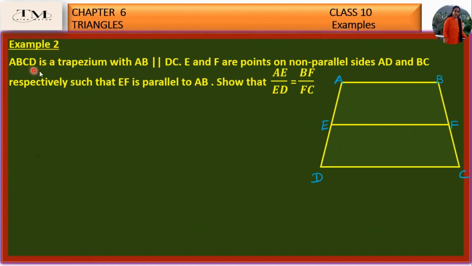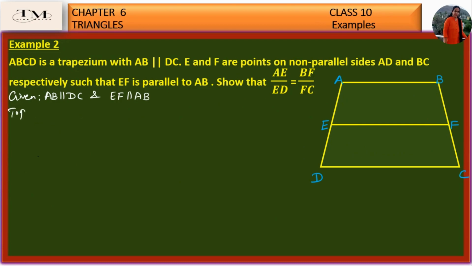Example 2. ABCD is a trapezium with AB parallel to DC. E and F are points on the non-parallel sides AD and BC respectively, such that EF is parallel to AB. Show that AE by ED is equal to BF by FC. So, now what is given? Given AB parallel to DC, and E and F are points on non-parallel sides AD and BC, and EF is parallel to AB. So this is what is given.